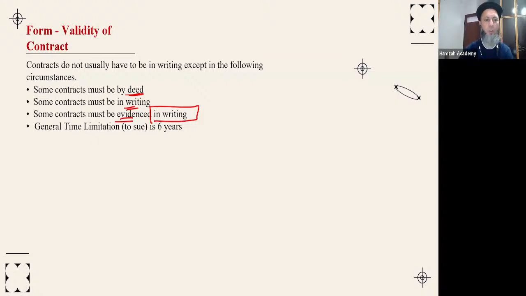So the general time limitation to sue in a contract is 6 years. This is the time limitation, meaning if one party defaults, the other party has 6 years to sue them. If 6 years has passed, under normal circumstances, they will not be allowed to sue the defaulting party.